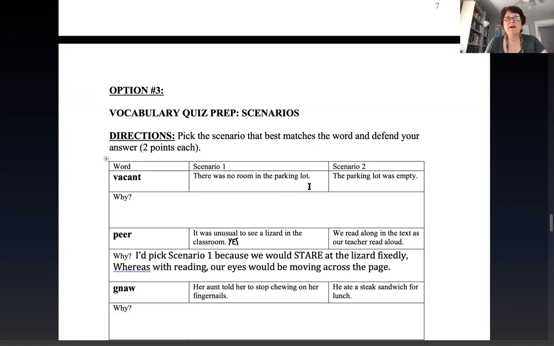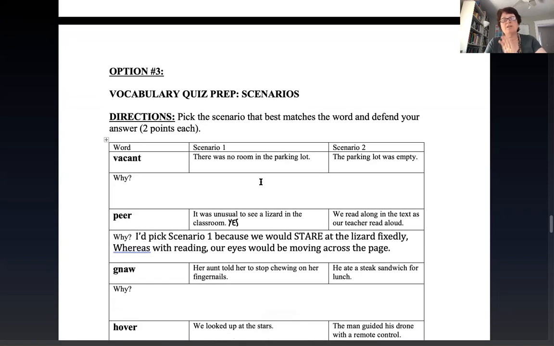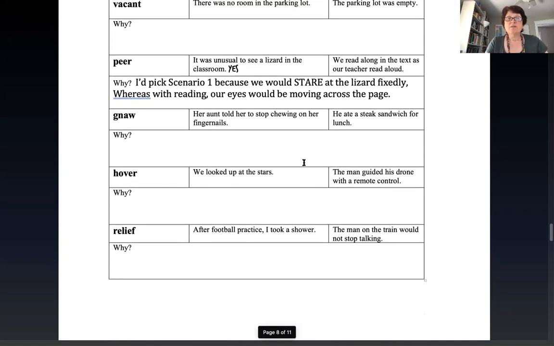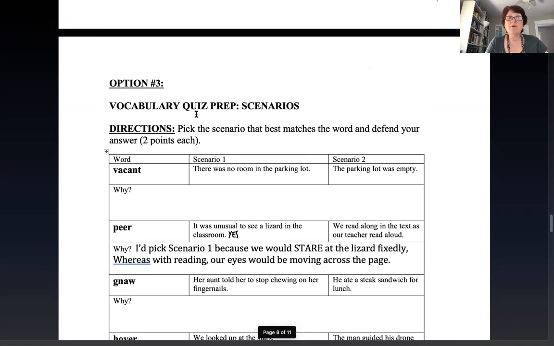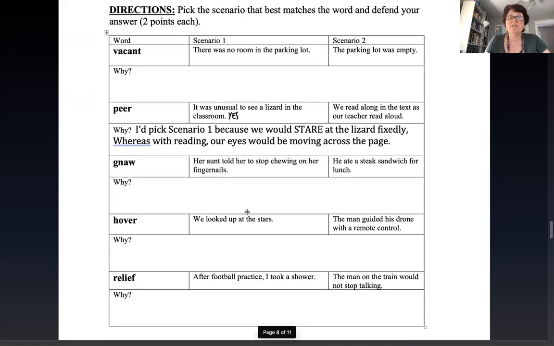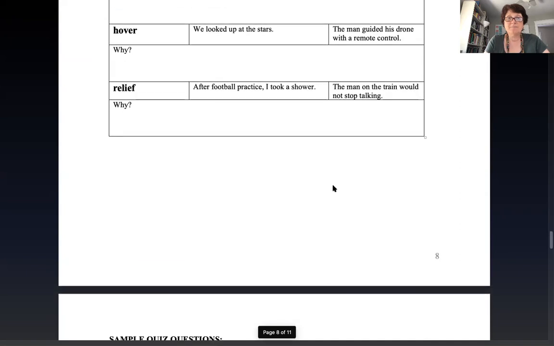But it's not always going to be the case that one option is absolutely right and one's absolutely wrong. So you should keep that in mind, that as long as students can really coherently explain why they picked the scenario that they did and show that they understood what the word meant, they should get full credit. Okay, so that's scenarios. And it takes some practice. The other reason why we call it quiz prep is because you want to practice this approach in class before you put it on a quiz. You don't want to just start quizzing them on a format they're not familiar with.